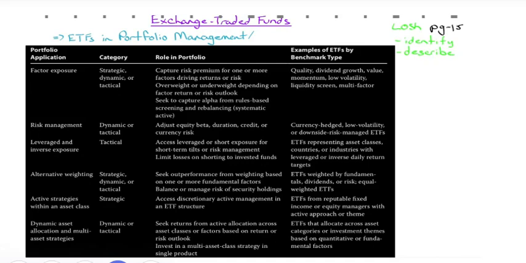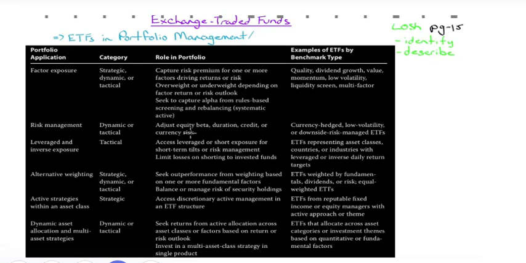First one, to gain factor exposure. This can be used strategically, dynamically, or tactically. Capture risk premium from one or more factors driving returns or risk. We can think of small cap, value, growth, large cap, etc. Second one, risk management. Here we would use it to adjust equity beta, duration, credit, or currency risk.